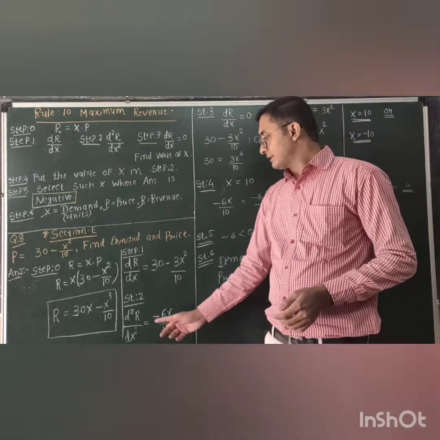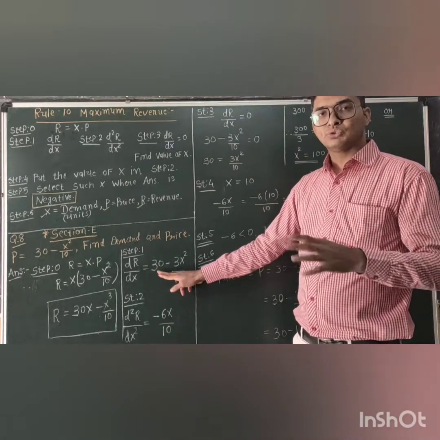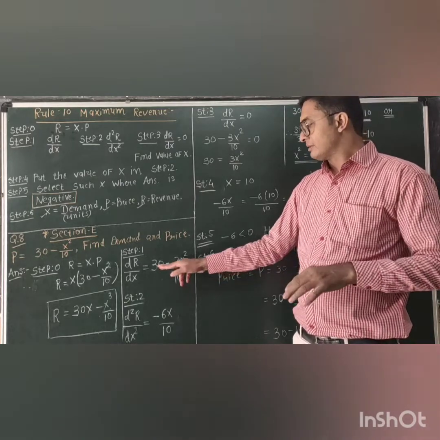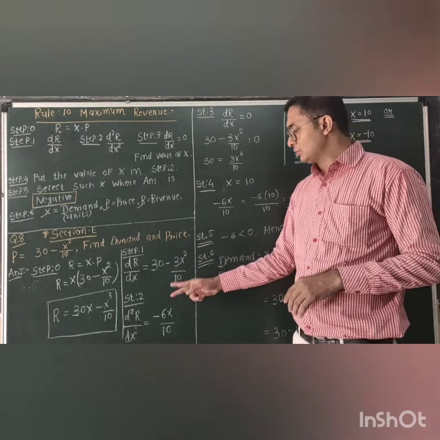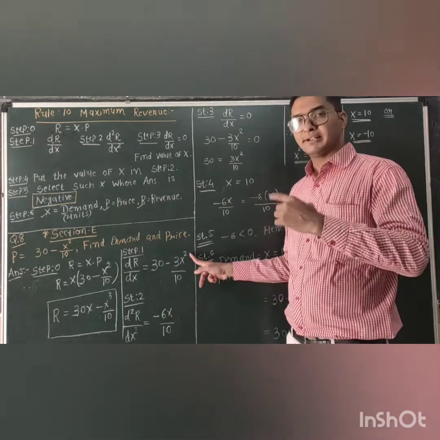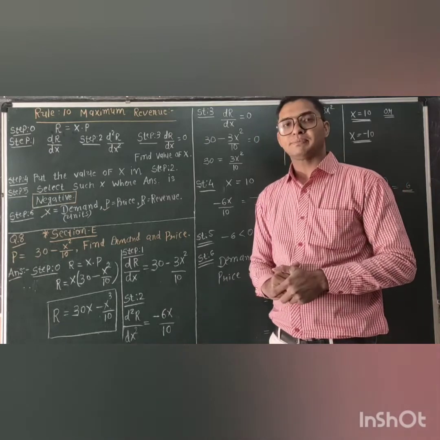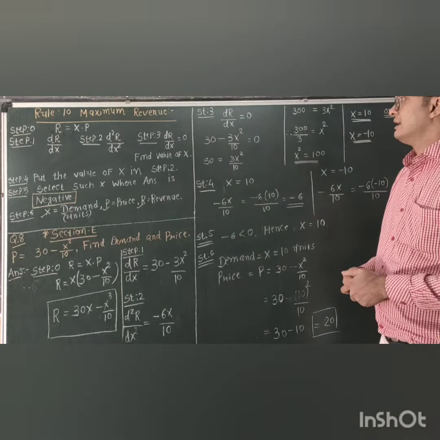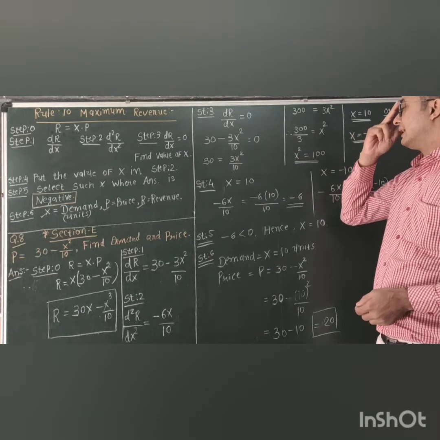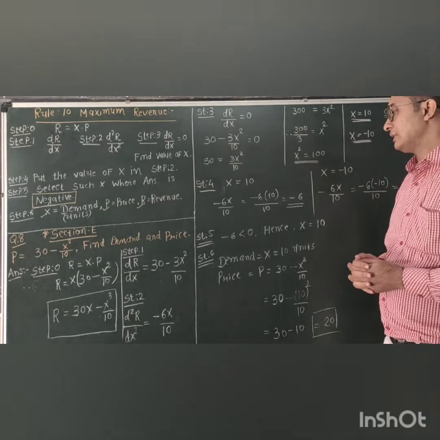Now step 2, d square R upon dx square. Here there is no x, so we can say that it is 0 minus, here the power is 2, 3 into 2, 6x, power deducted by 1, 6x raised to 1 divided by 10. This is step 1, this is step 2. Now step 3, that is dR upon dx is equal to 0.